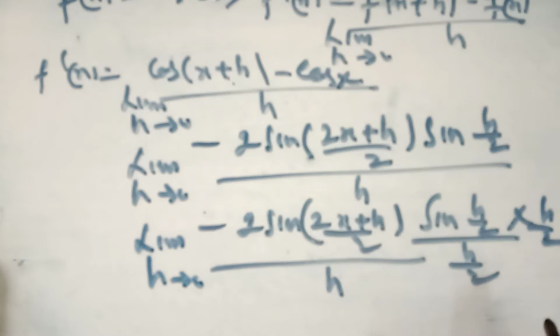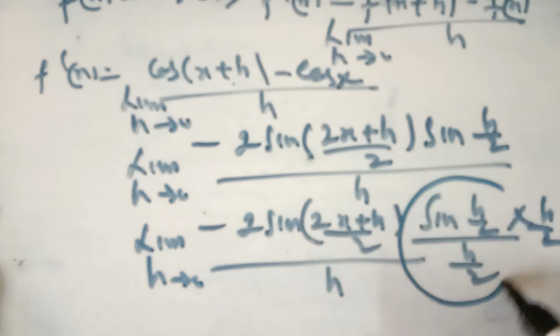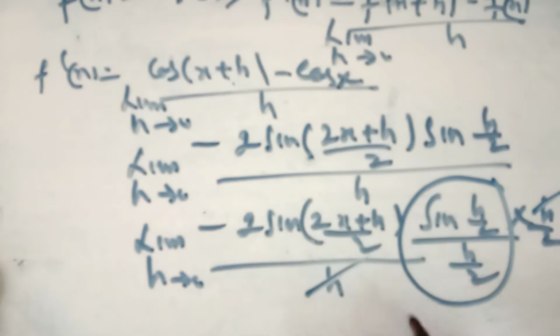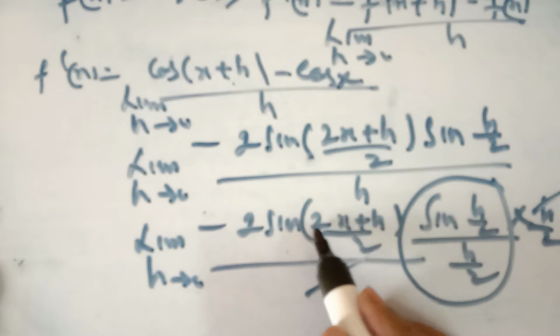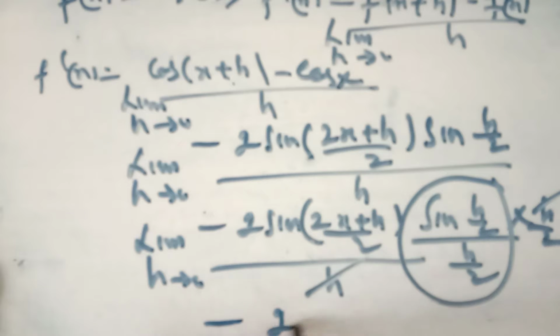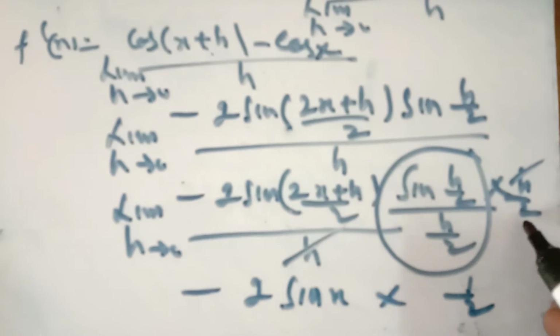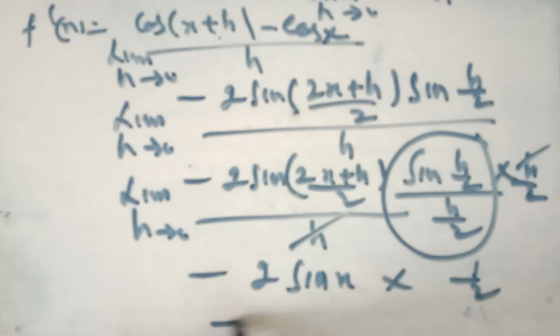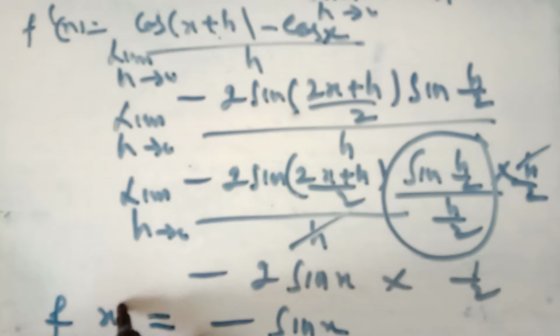So this is the arrangement. Now this will be equal to 1, h cancels, and if we put h goes to 0, it will be 2x upon 2, that is sin x. So minus 2 sin x, and the half remains here, so half and half cancel. So it is minus sin x. So minus sin x is the derivative of cos x.